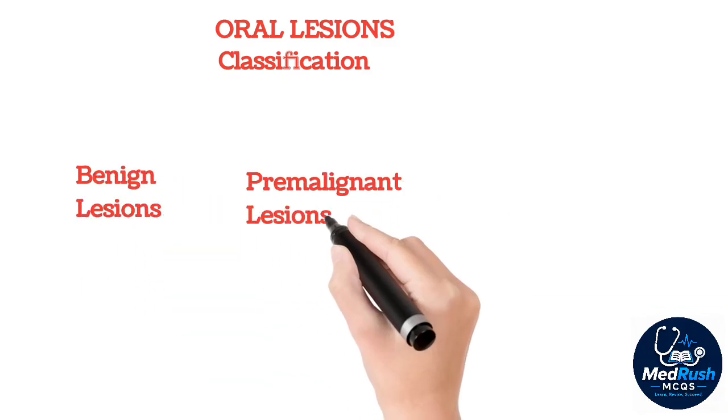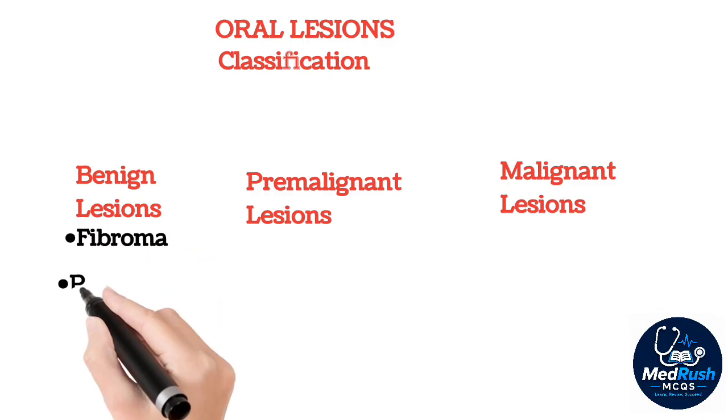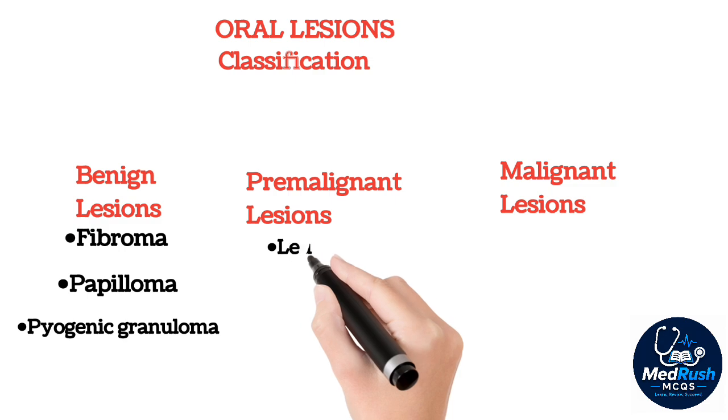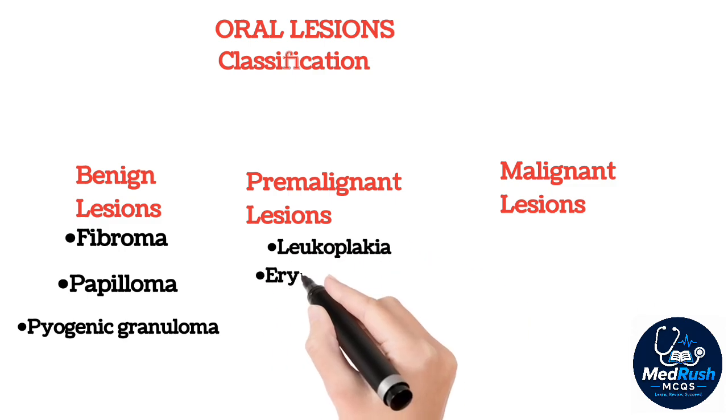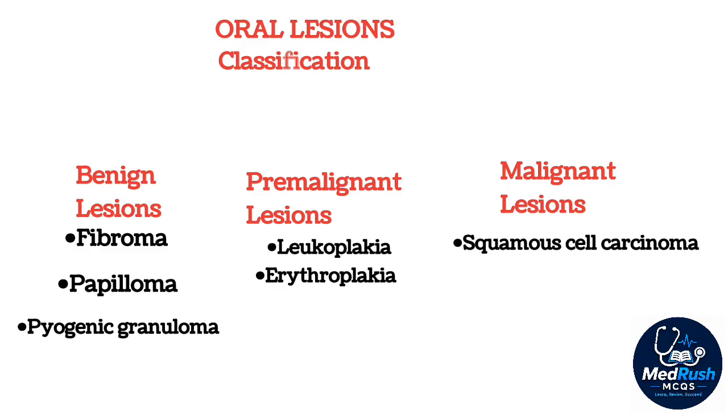Benign lesions include fibroma, papilloma, and pyogenic granuloma. These lesions are localized and non-invasive. Premalignant lesions include leukoplakia and erythroplakia, both of which have the potential to progress to malignancy. The most important malignant lesion of the oral cavity is squamous cell carcinoma.